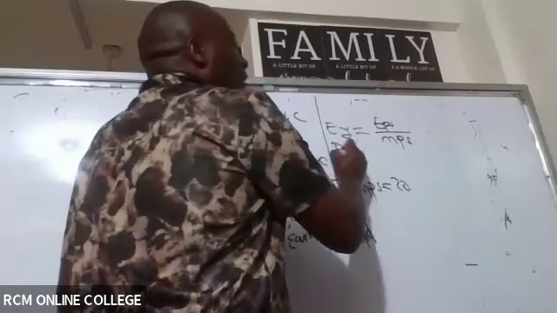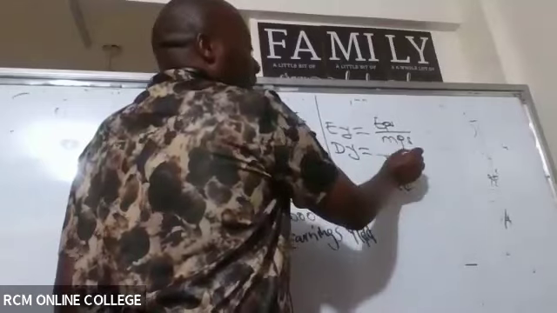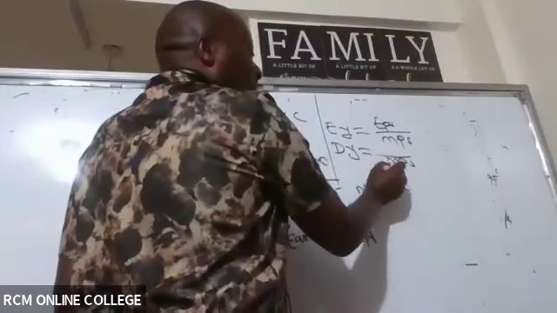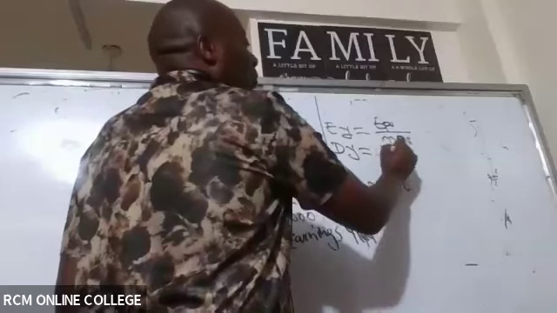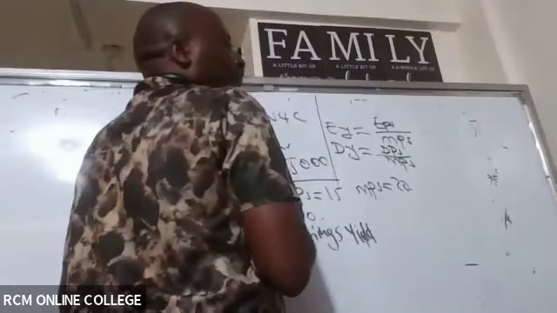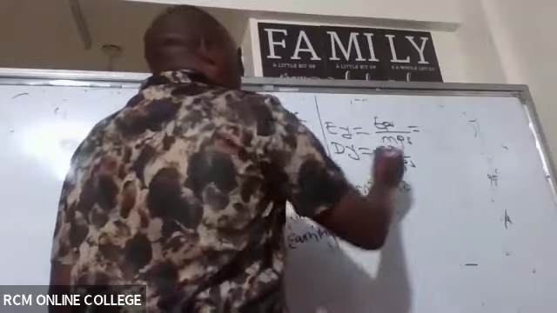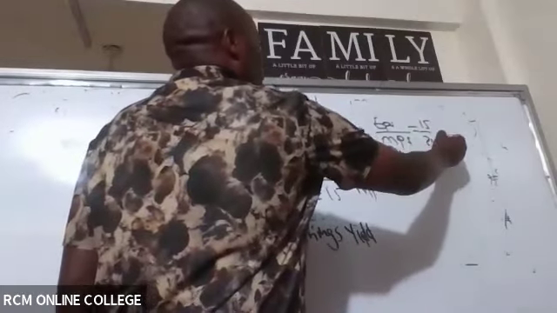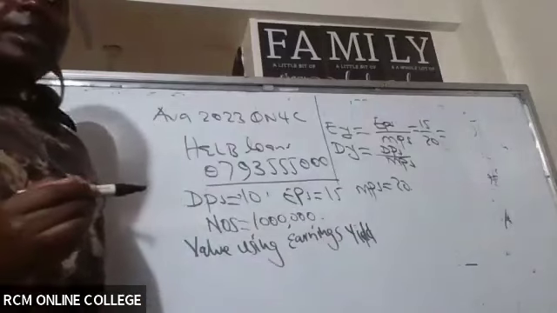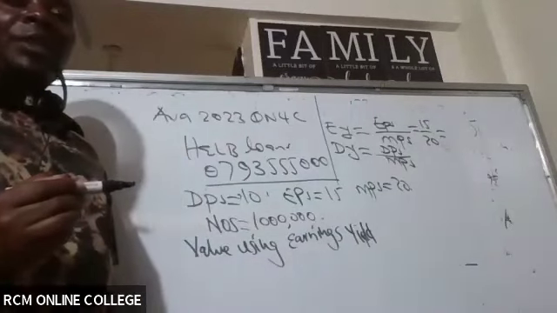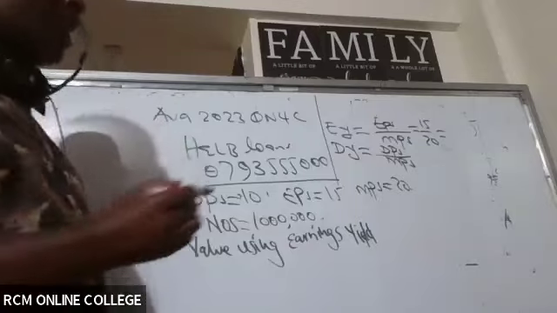So if they talk of dividends yield, I know it will be something over MPS, and because they have spoken about dividends yield, then on top it will be dividends per share. Like now in this case here, I can see my EPS is 15 over 20. Can somebody give me this answer? 15 over 20 gives me how much here? So this gives me 0.75.